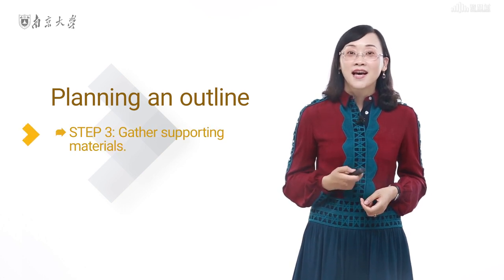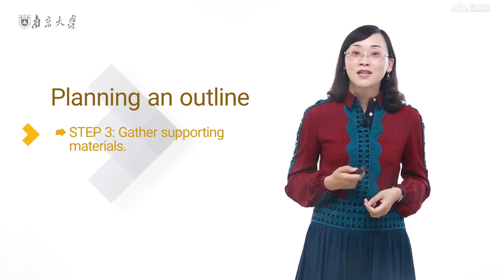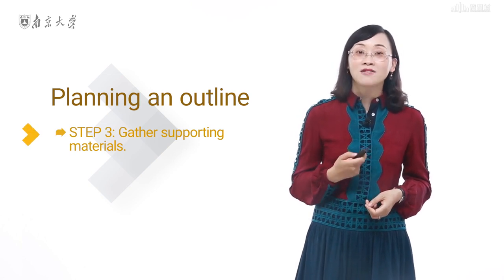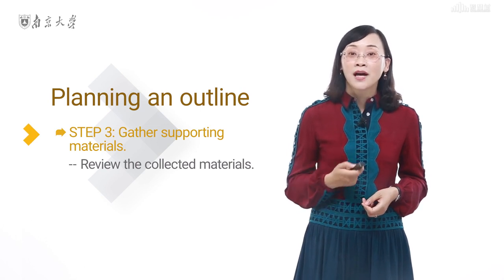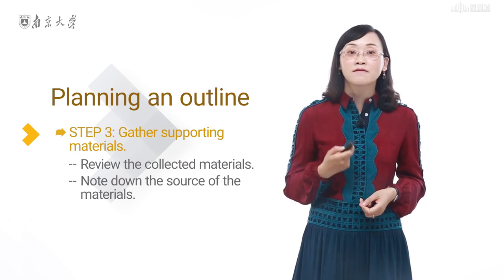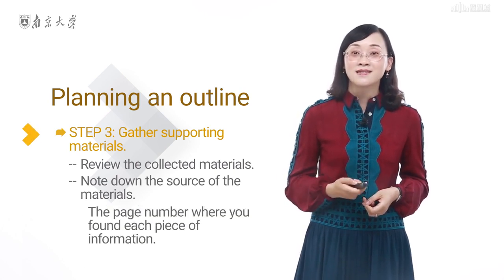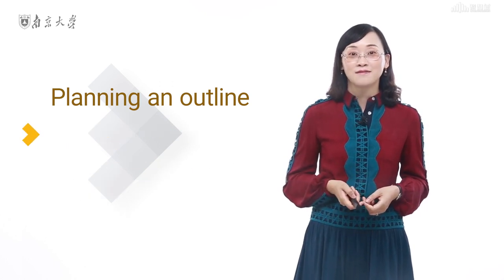Step 3. Gathering supporting materials. Most of these will appear in your final draft, not your outline. However, reviewing your materials will help you plan your paper. Remember to note down the source of the materials, for instance, the page number where you found each piece of information.